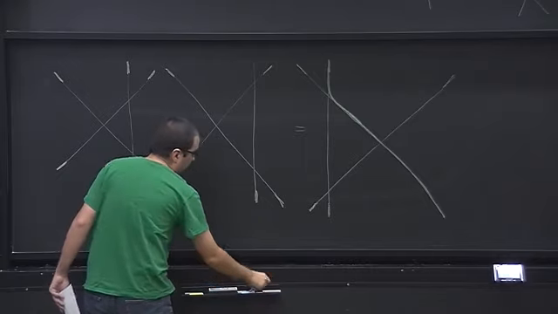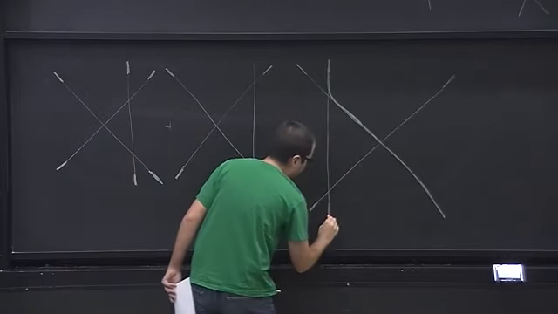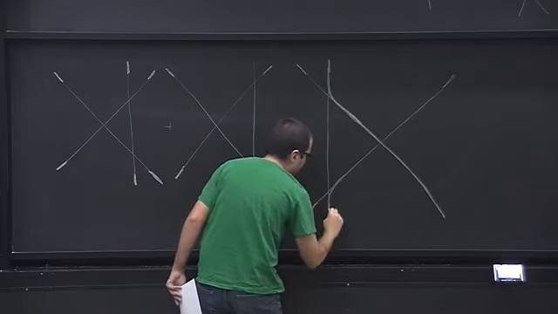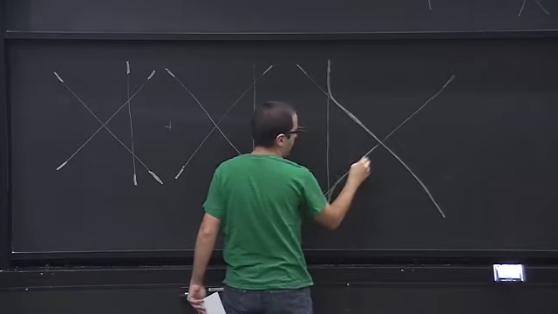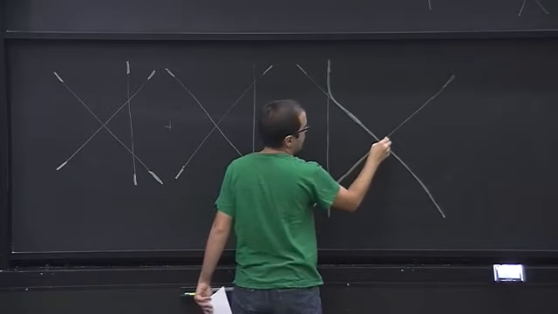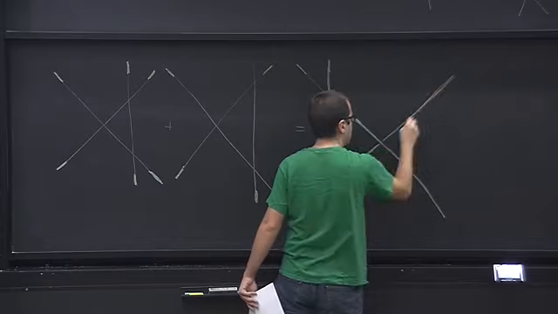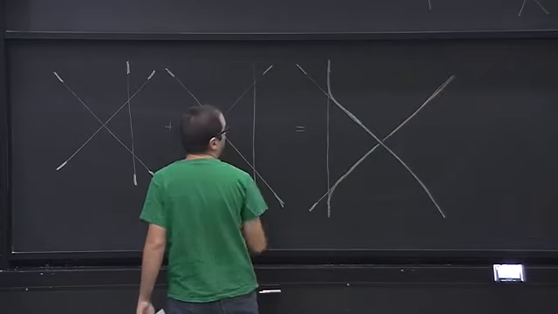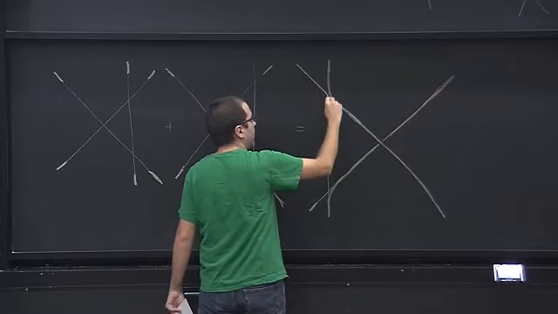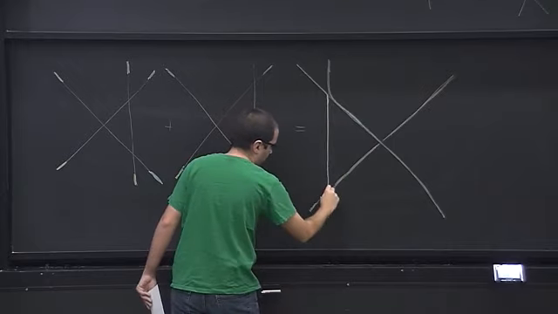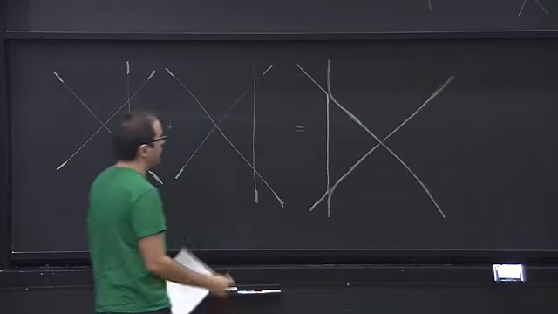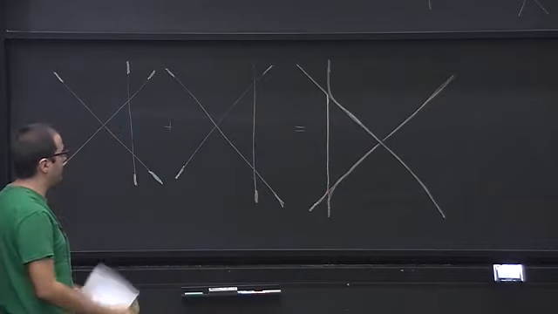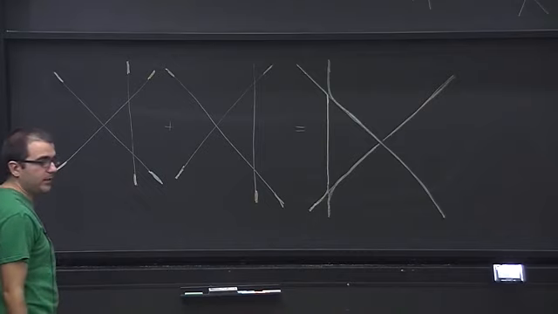What about the orange? The orange starts here and needs to go there. So the orange needs to turn here and go here. And what about the yellow? The yellow needs to turn here and go here. Okay? So if I consider this process, there was only one way of doing it.